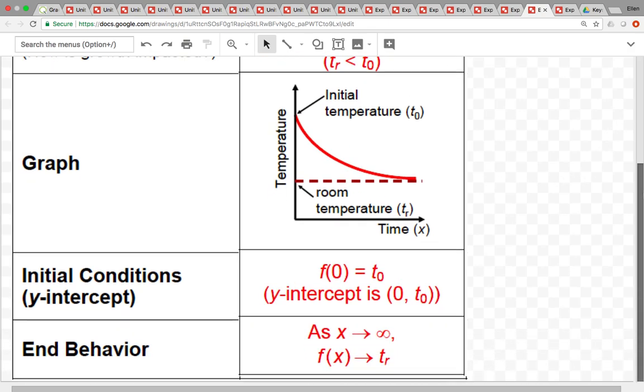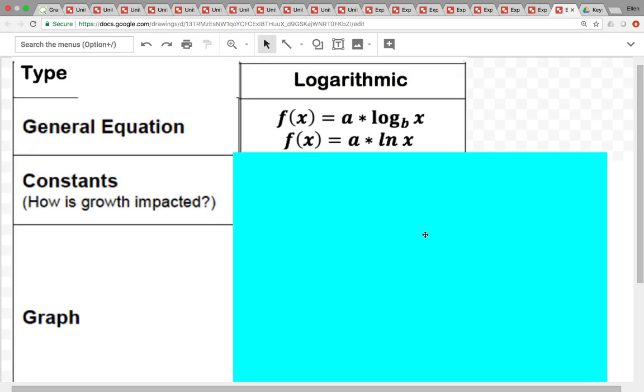Go ahead and sketch those, and then the y-intercept is whatever your initial temperature is, okay? And then on the right side of your graph, your y value is just going to approach your room temperature.